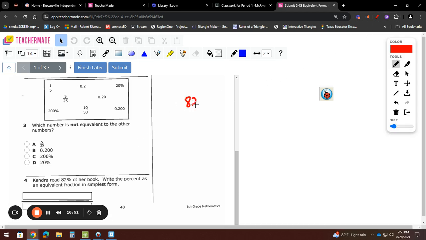82%, and they want me to put it in fraction. As you can see here, there's a fraction bar there. They want me to put it in fraction. Well, we just did one like that. So from percent to fraction, we always put it out of 100 and put the number there.